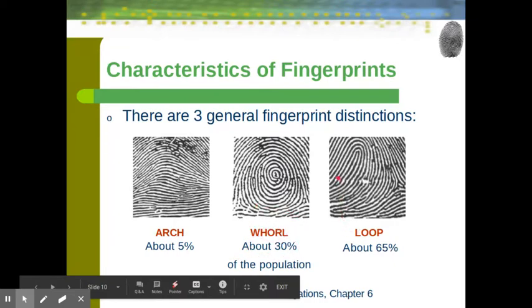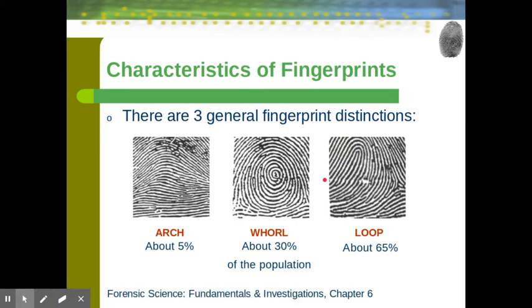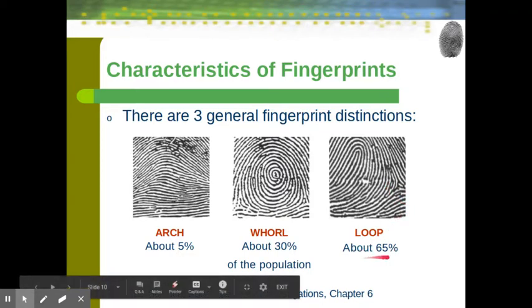Most of us have these loops. On a loop, you'll see the lines come in from one side, go up, and exit on the same side. This loop does that on this side, but you can have loops that come in from the other side. You're going to notice a delta. So we'll talk about deltas here. This has a delta in it, a little triangular spot there.